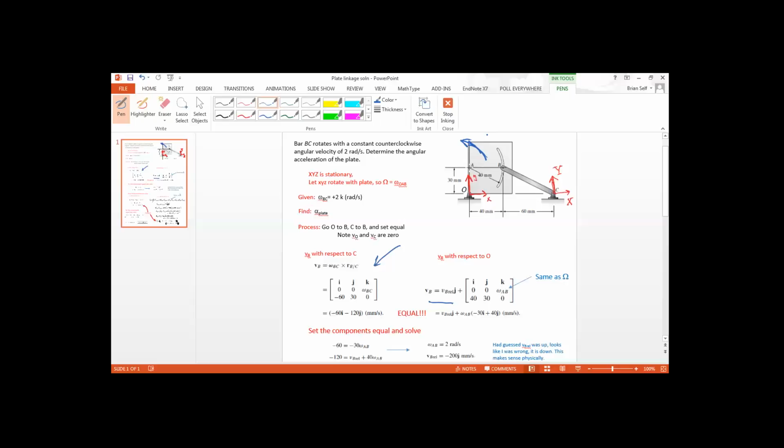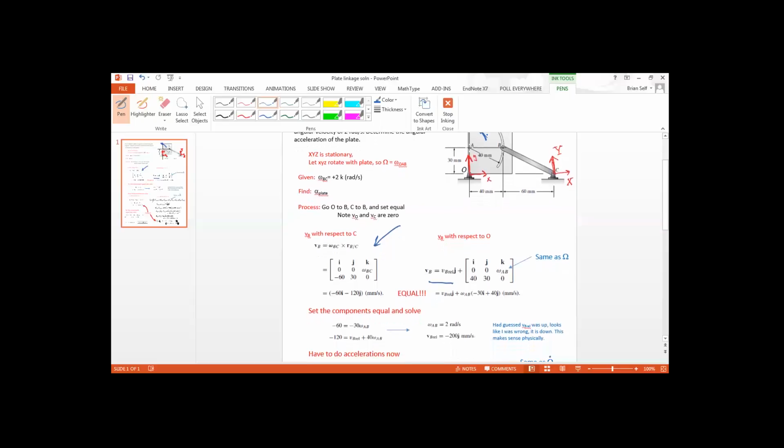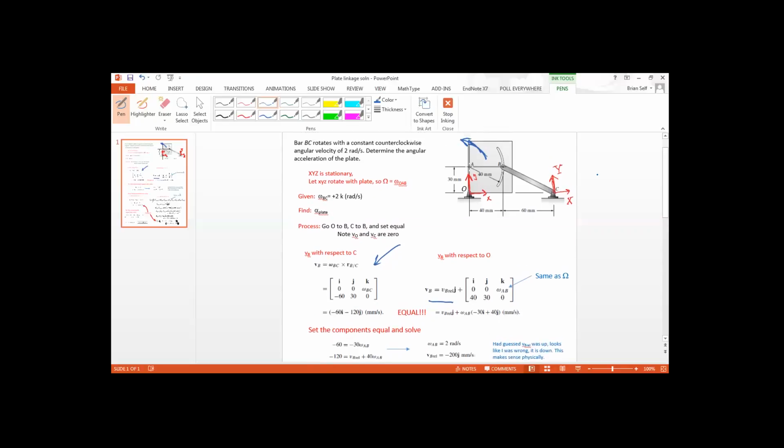We set those two equal, and then we can have basically two unknowns. Okay, so does that part seem okay to everybody? And what direction is V rel? In the positive J? Yeah, that's what I guessed, right? So it's got to be constrained in the slot.